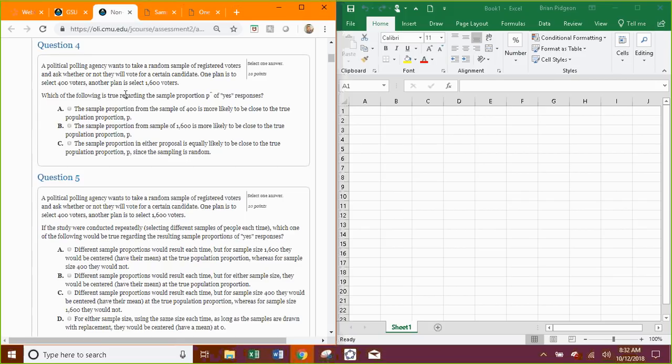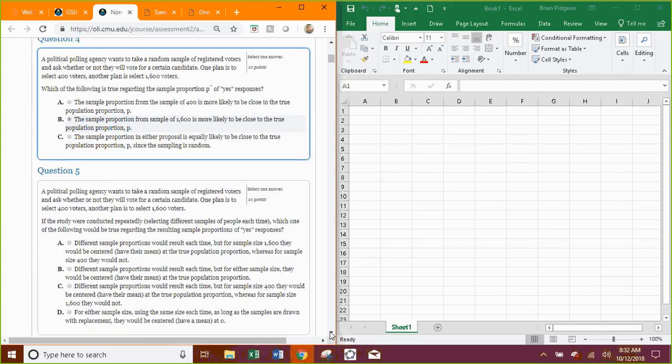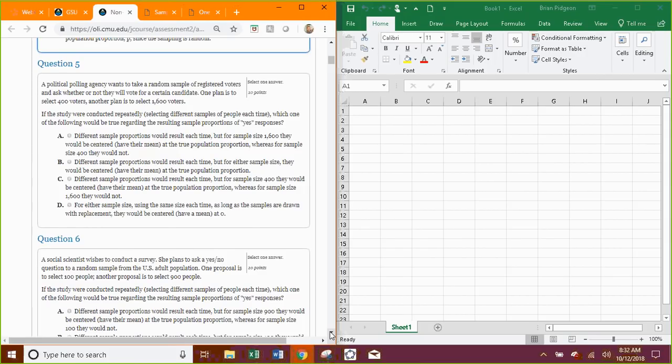This is the exact same question. So, which of the following is true? The sample proportion of 1600 is more likely to be close because the higher the sample size, the less variability. Okay, if the study were conducted repeatedly, so one plan is to select 400 voters, the other is 1600. If the studies were conducted repeatedly, selecting different people, which of the following would be true regarding the sample proportion of yes? Different sample proportions would result each time, but for sample size 1600, they would be centered at the true population proportion, whereas the sample size 400 would not.